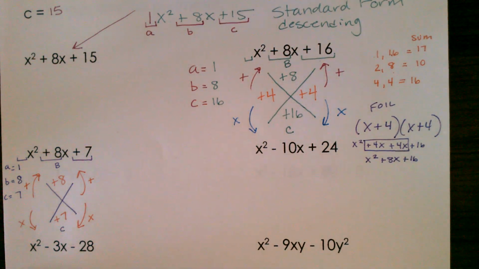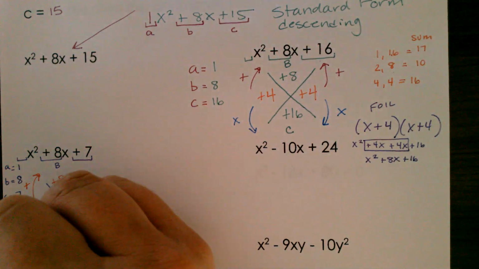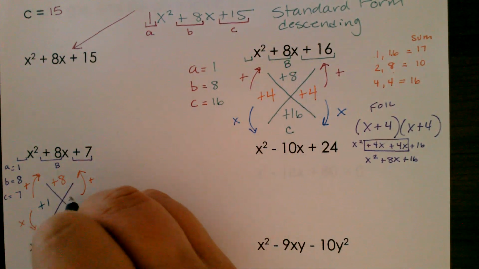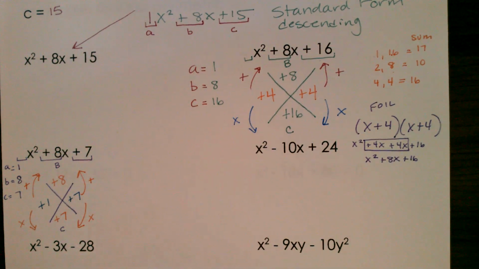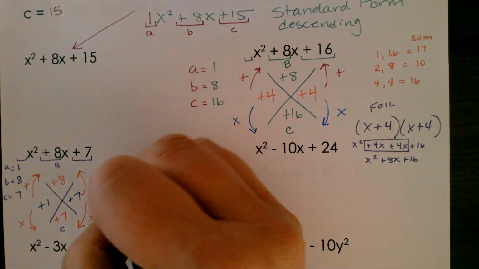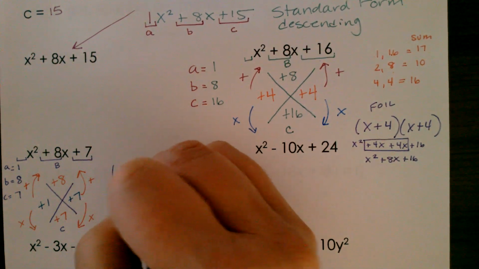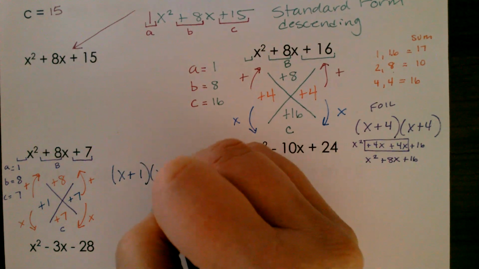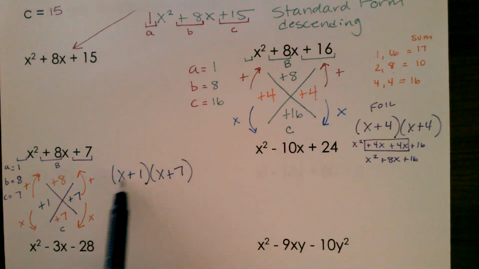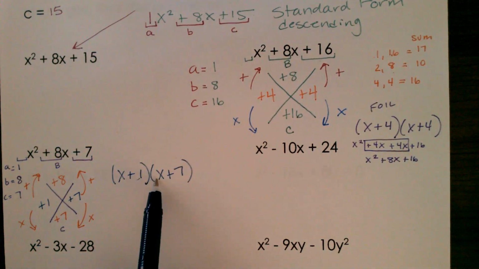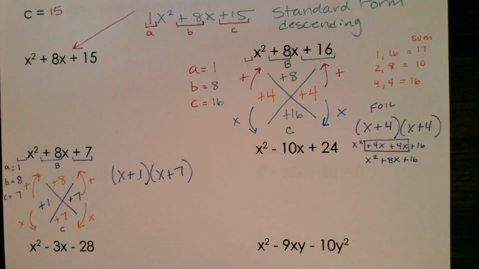This is the trickiest one. This is the one students forget about often. But the only thing I can think of that would multiply to 7 is a positive 1 times a positive 7. 1 plus 7 is 8. 1 times 7 is 7. So in factored form, I would get x plus 1 times x plus 7.